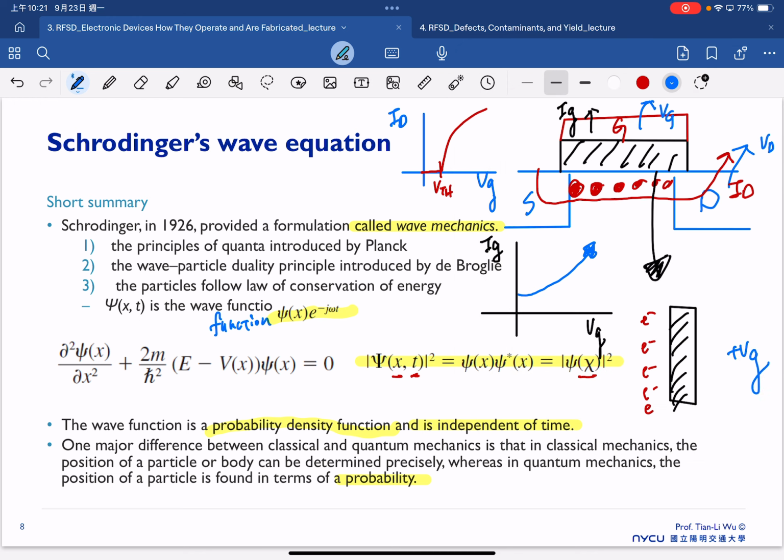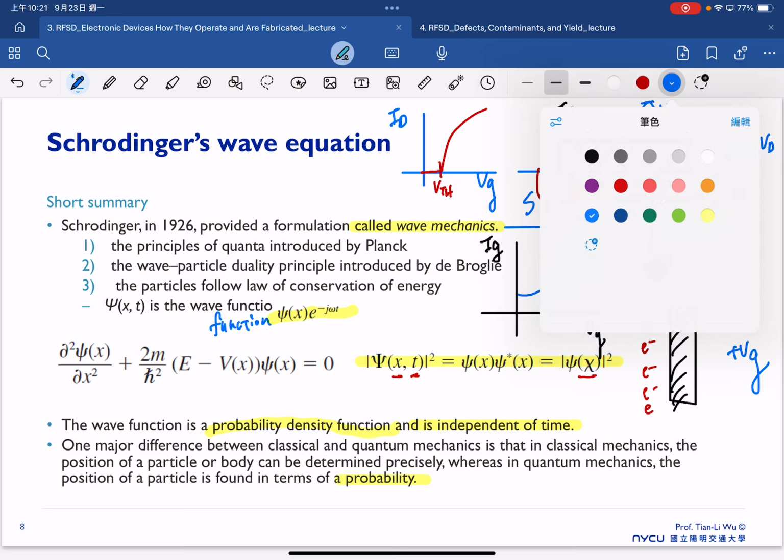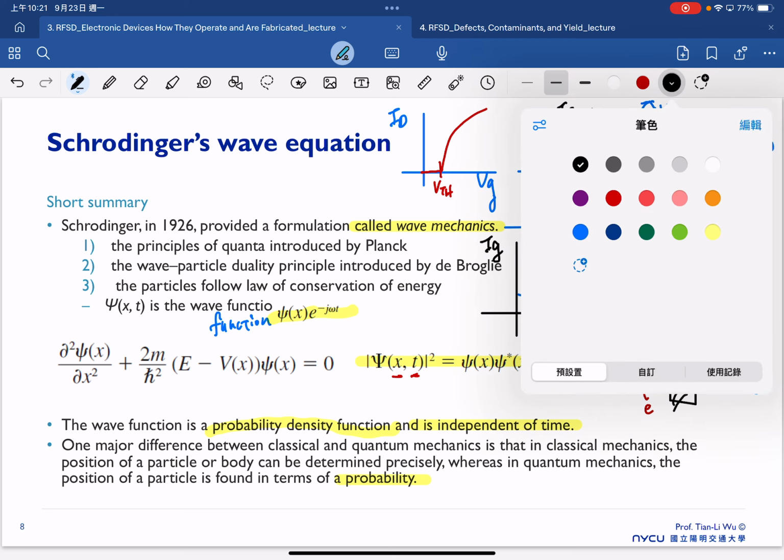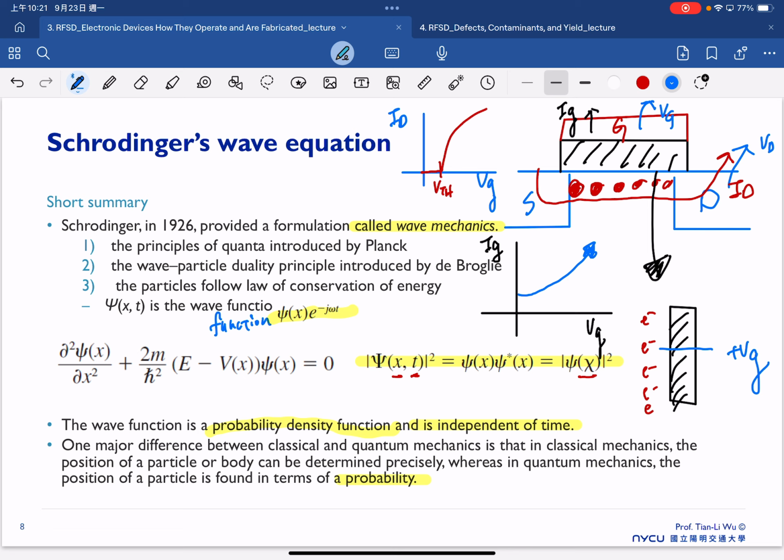So based on quantum mechanics, this electron is able to tunnel to the other side. This phenomenon we call tunneling. So that's why these tunneling electrons become the gate leakage current.